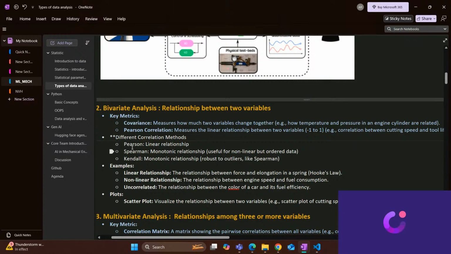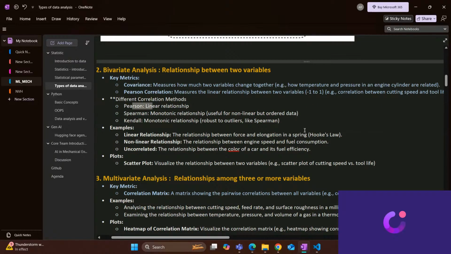Okay, so we have certain metrics for that, like Pearson correlation or Spearman correlation. So there are different metrics to analyze that. So here we can analyze the linear, non-linear, or even certain uncorrelated behaviors out of that. Okay, so these are certain examples of that.